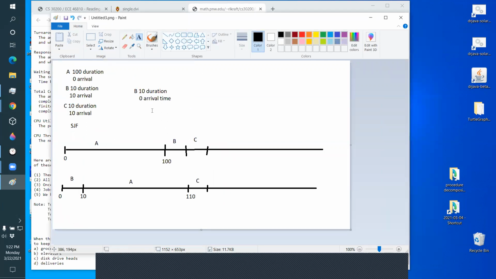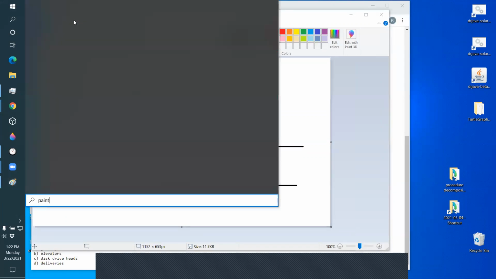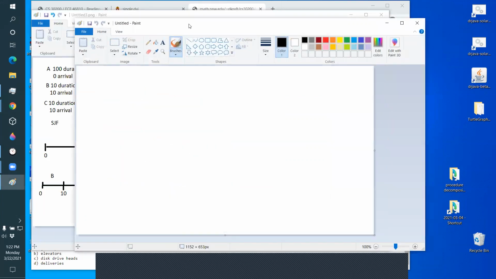We're going to switch to another example. I want to keep that picture, but draw another one to compare it with.